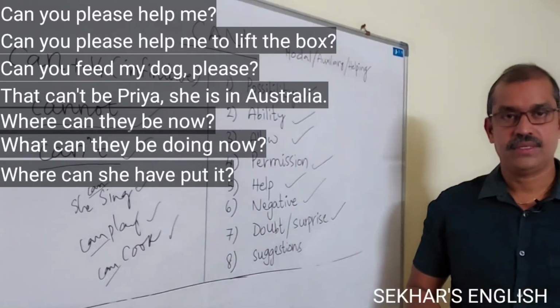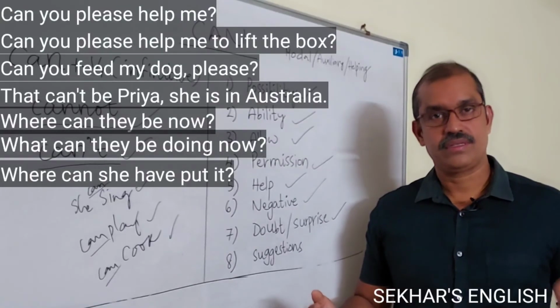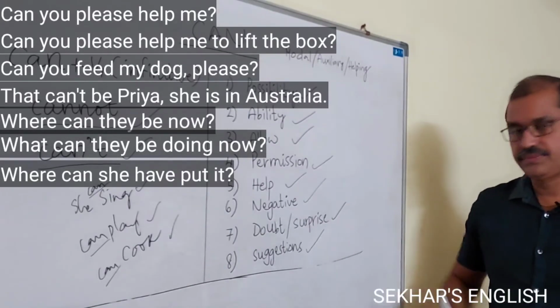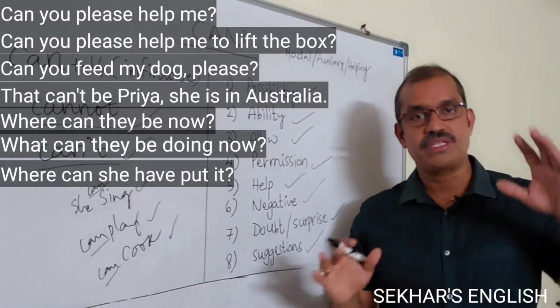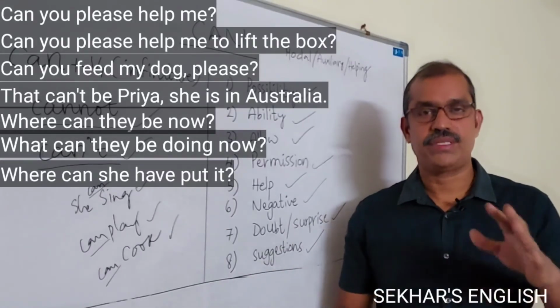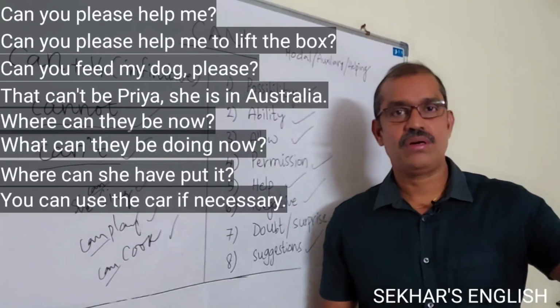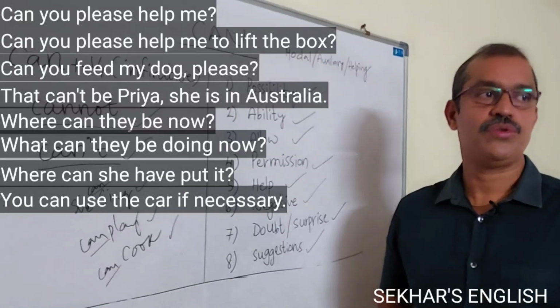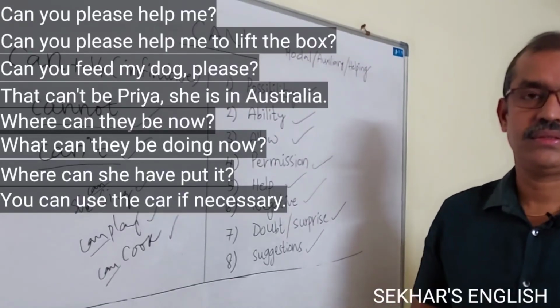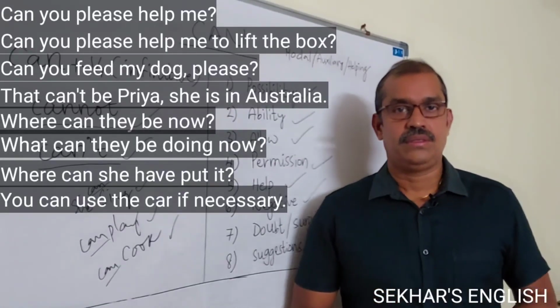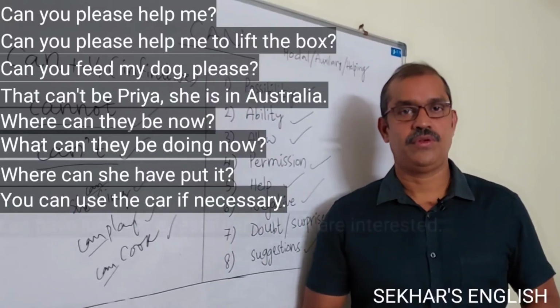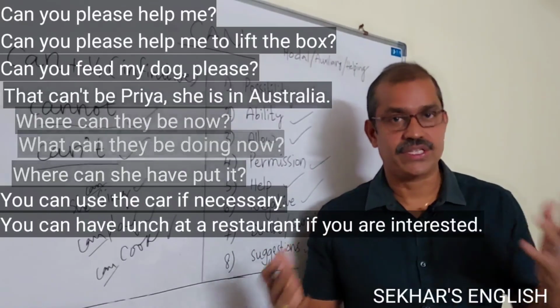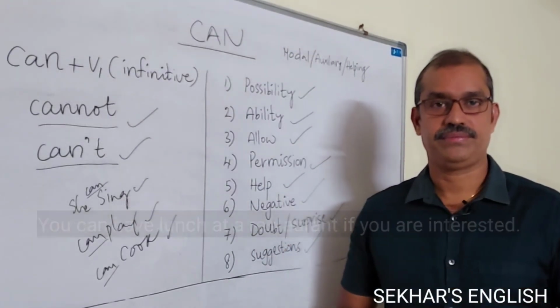Right? Let us see the last one, suggestions. To make suggestions, we can use can. For example, you can use the car if necessary. You can use the car if you want. We can have lunch at a restaurant if you are interested.